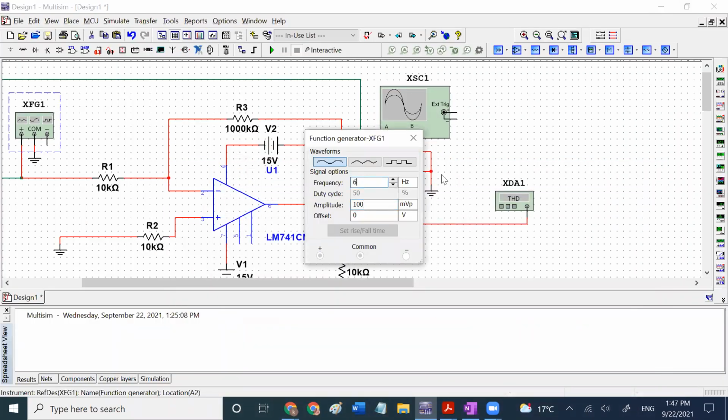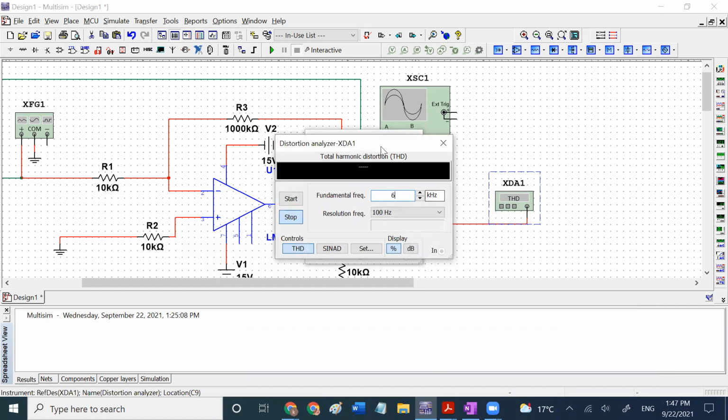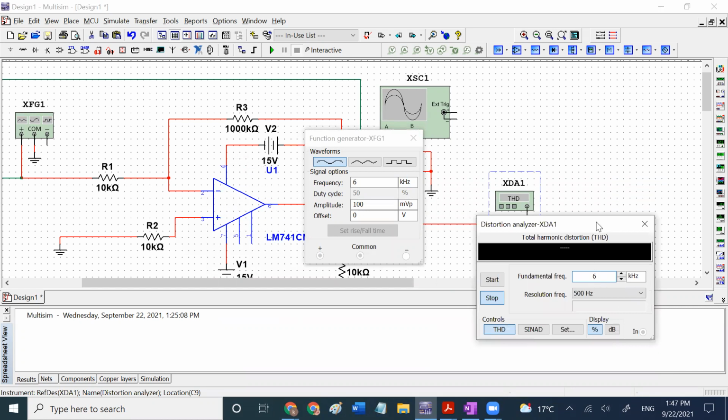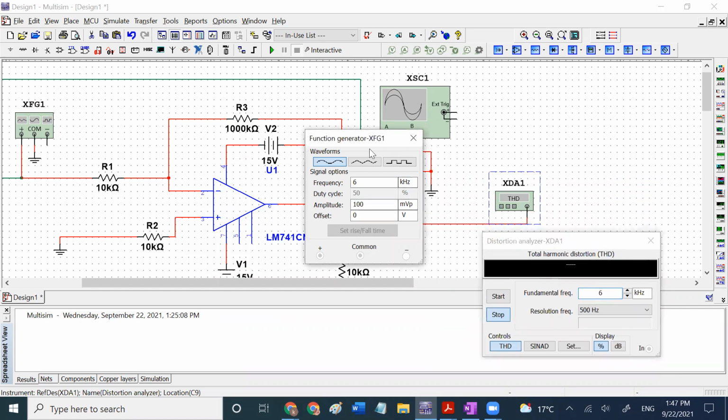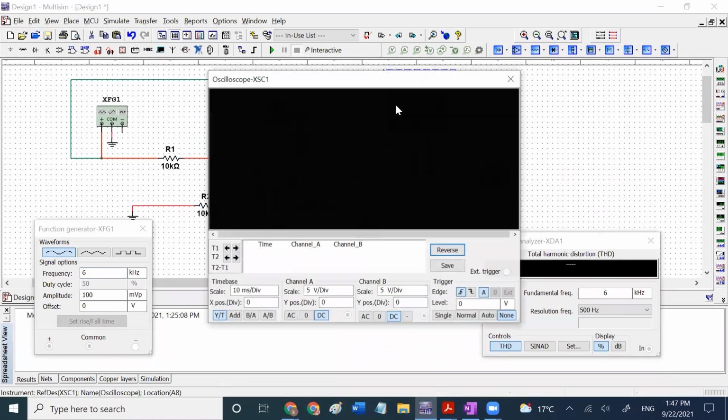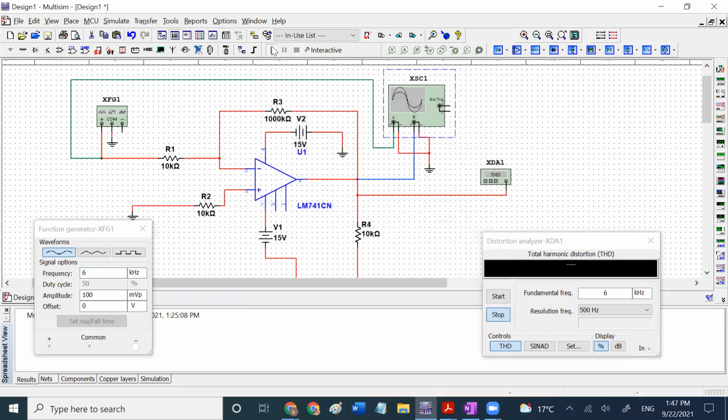So let's test for 6K to see if we have the expected result. When you set the input frequency to 6 kilohertz, on the THD side, you double click the THD box. You will see this, and you do the same thing by keying 6 there. So you will have the numbers like that, and obviously the scope. Now let's click running. Just leave it for 1 or 2 seconds, and you see the number will settle.